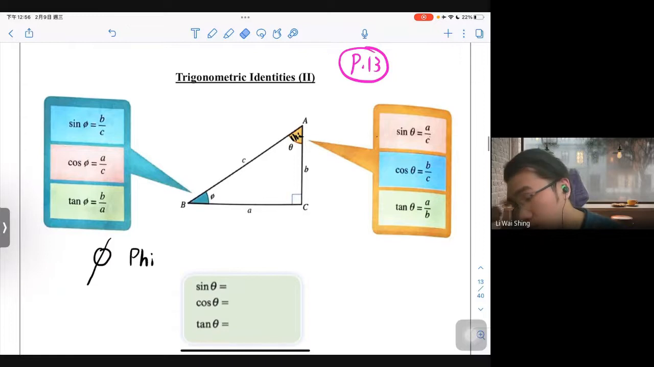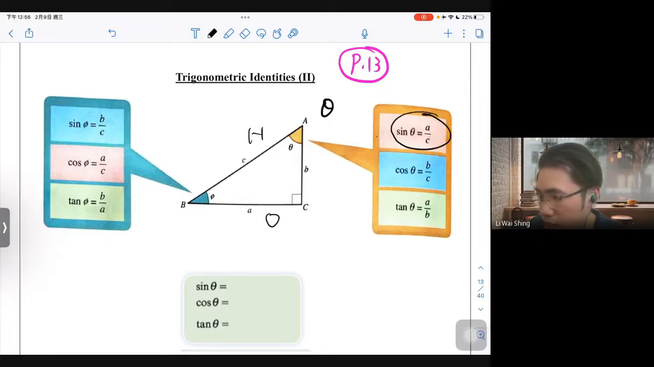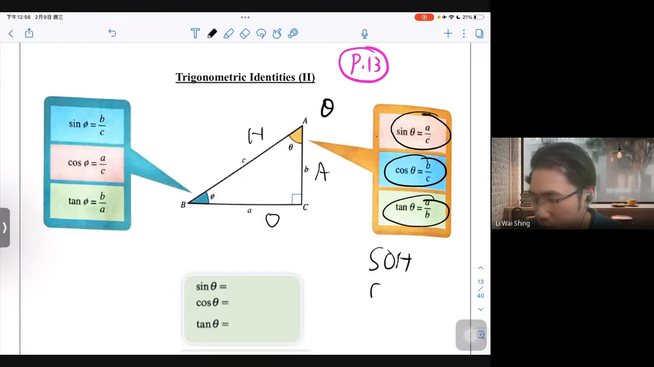So let's see. When I want to find sine theta, remember the song Sokatoa? For theta, sine theta is opposite over hypotenuse, so A over C. And then cosine theta is B over C. And then tangent theta is A over B. So you just recite the Sokatoa song.